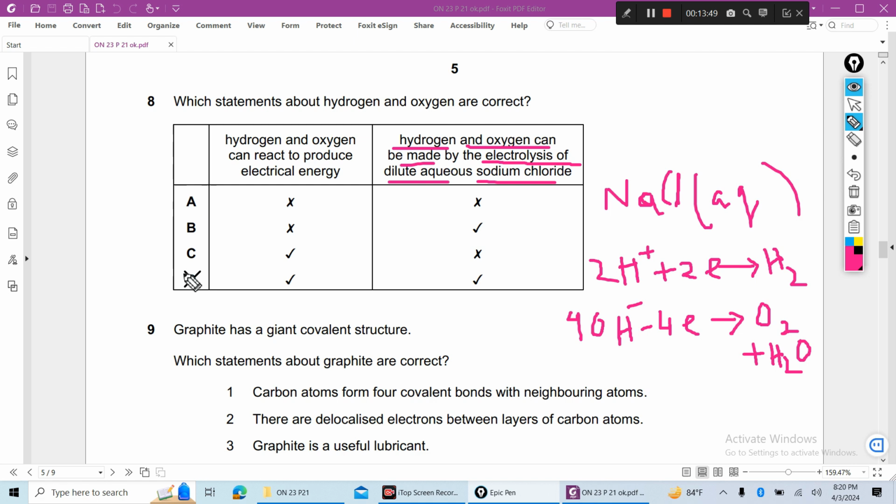So D is the correct answer. Hydrogen and oxygen can be made by the electrolysis of dilute aqueous sodium chloride. At the cathode, hydrogen is made, at the anode, oxygen is produced.